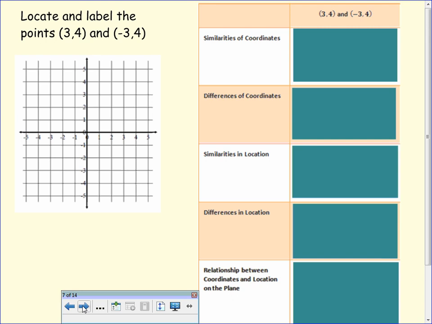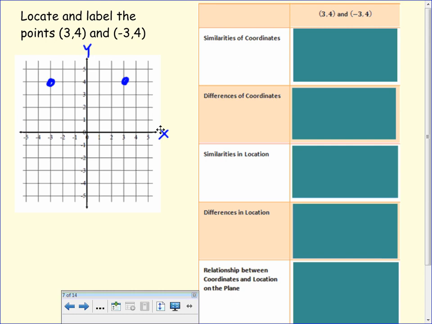So let's take a look at the bottom of your note page, page 59, and this is going to kind of be a little pain in the tuchus because they want you to flip back from 59 to 60, but we're just going to focus on page 60. I'll have this up on the board. The first thing they want us to do is to locate and label the points 3, 4, and negative 3, 4. So here is, first of all, what's missing from this grid? What do we keep forgetting? Everybody? So let's label our x and y first. So 3, 4, negative 3, positive 4.